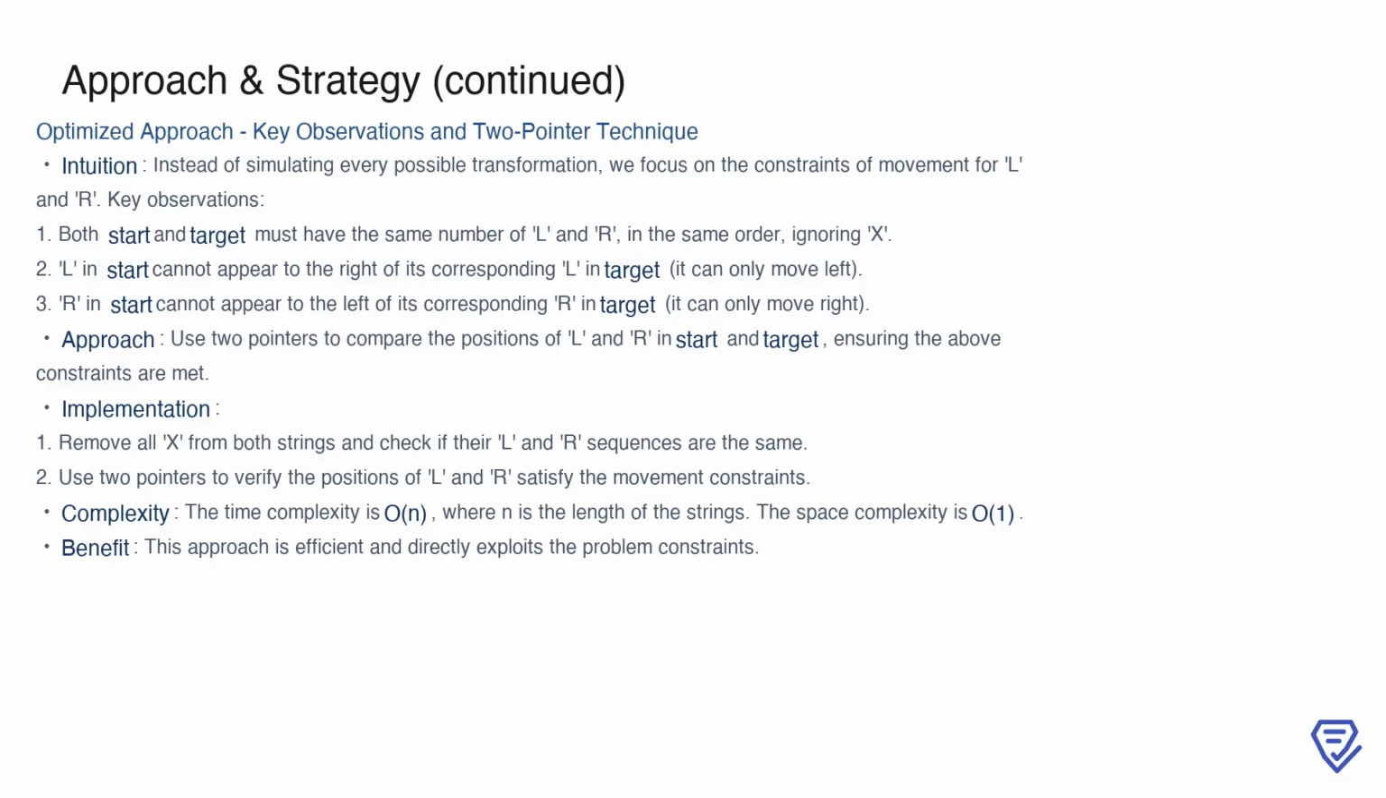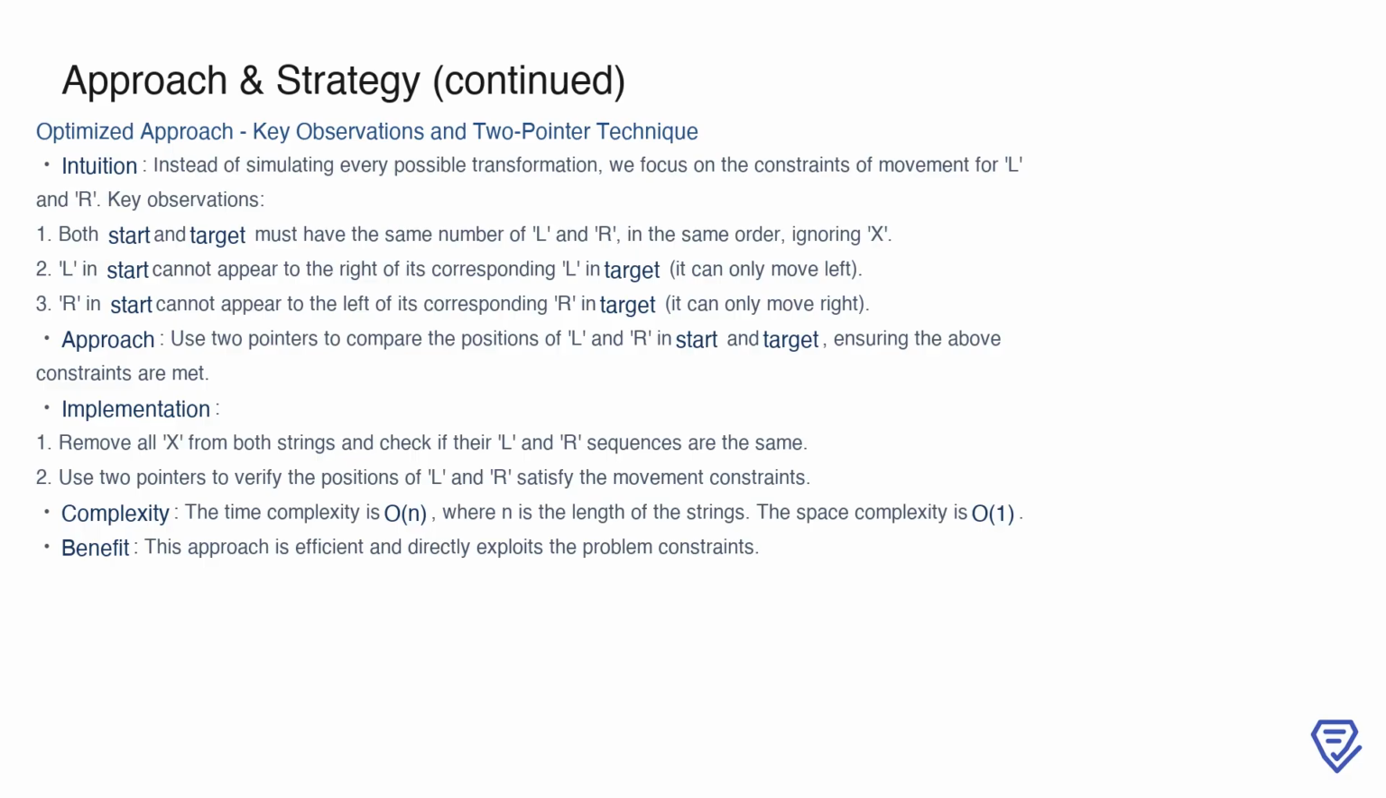Secondly, L in start cannot appear to the right of its corresponding L in target because it can only move left, and similarly, R in start cannot appear to the left of its corresponding R in target because it can only move right. With these constraints in mind, we can use a two-pointer technique to compare the positions of L and R in the two strings.